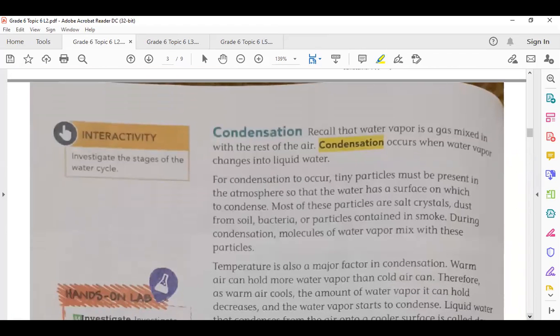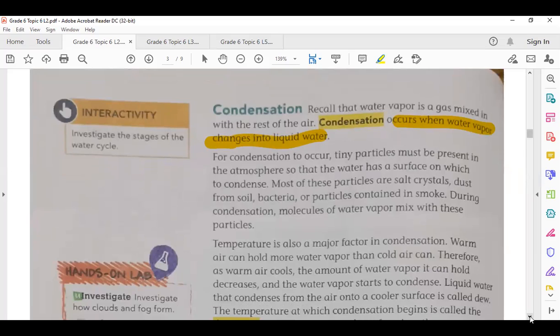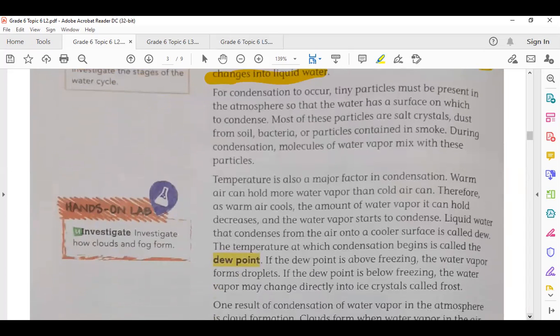Condensation, the second process in the water cycle. Condensation means water vapor when it changes into liquid water. So it is the opposite of evaporation. Condensation is exactly the opposite of evaporation. In condensation, water vapor changes into liquid water. By this process, clouds form. These details show how the clouds form. When the temperature drops in the atmosphere or when water vapor cools, it condenses and forms the clouds.